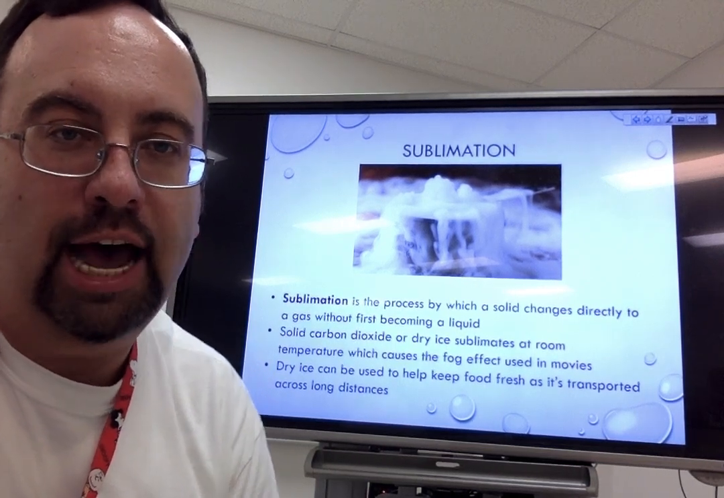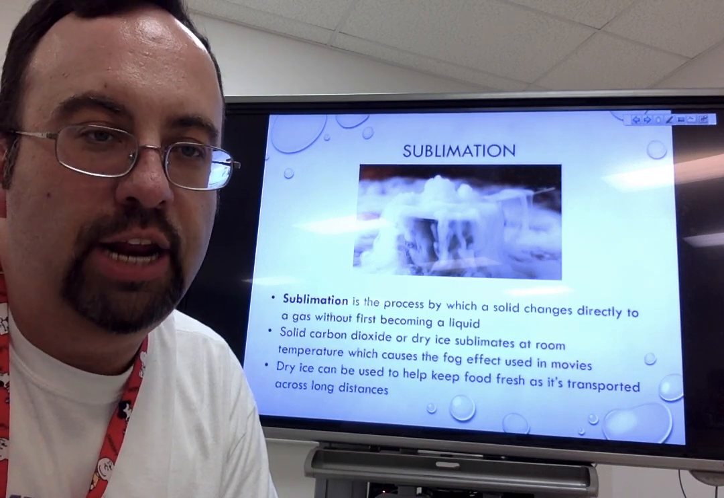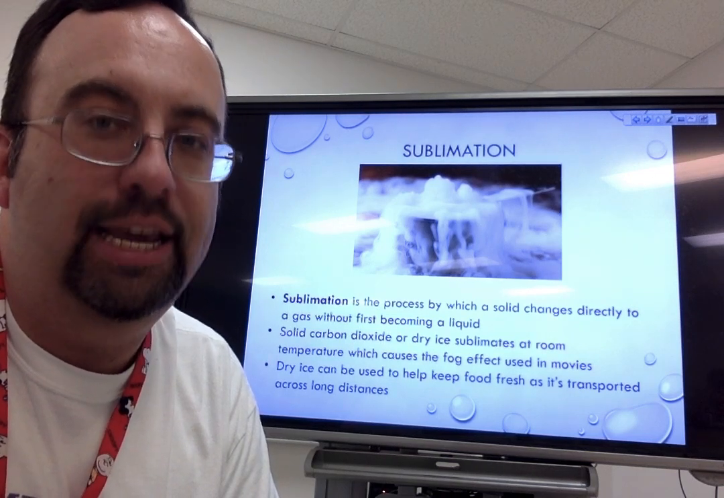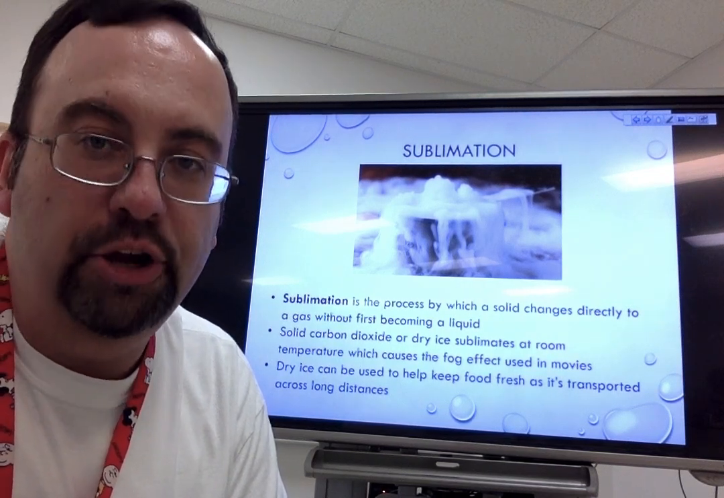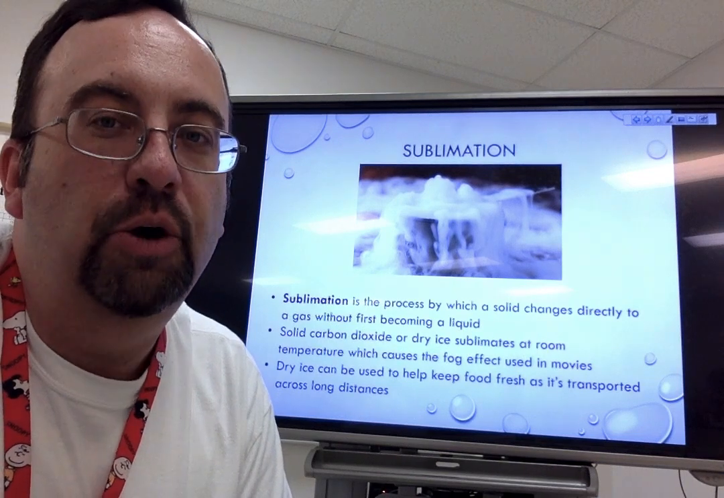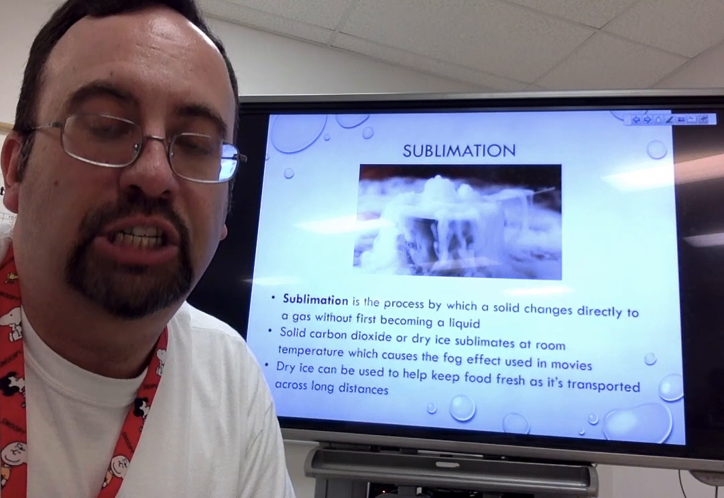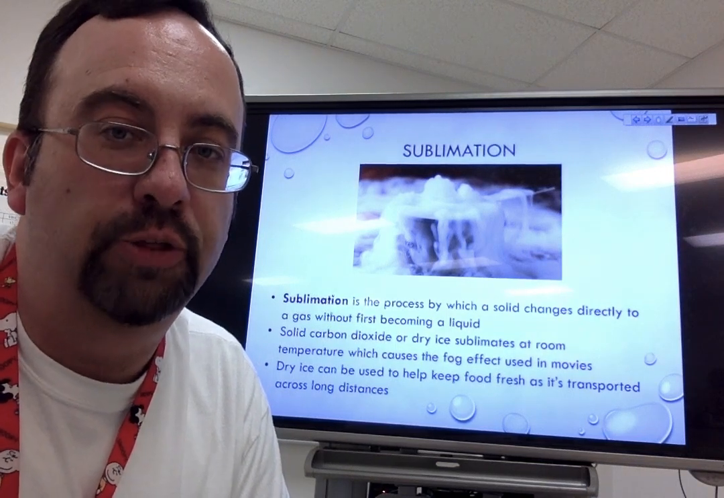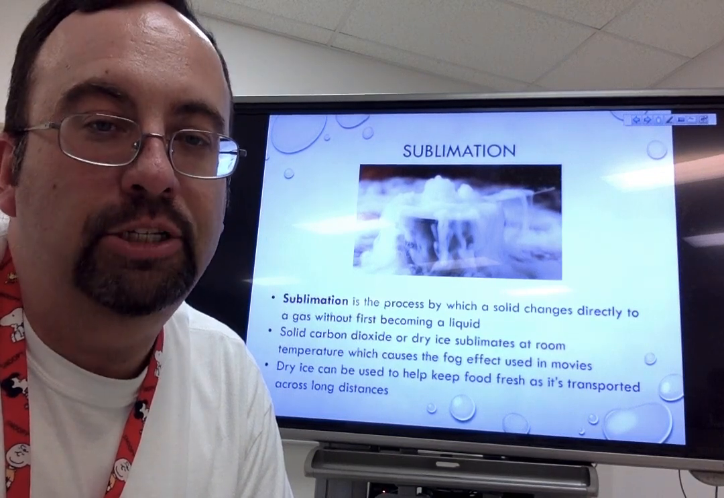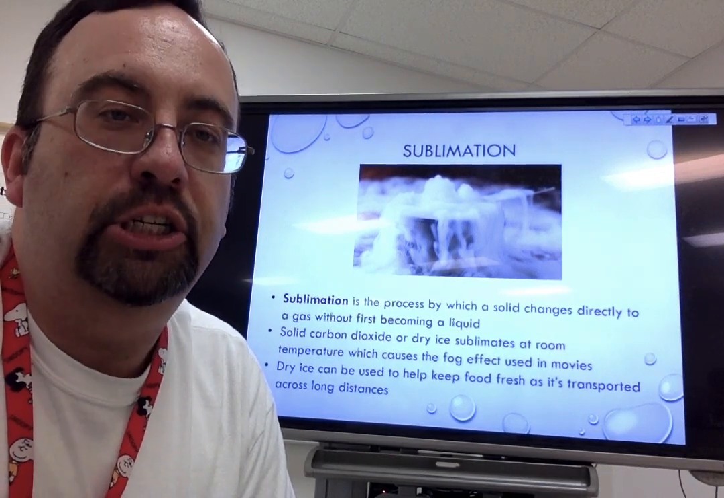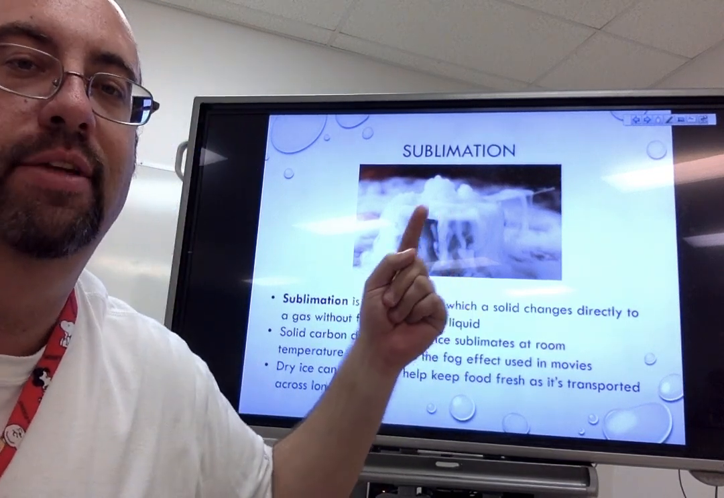Sublimation is a third type of phase change that requires energy. This is where we can take a solid and directly change it into a gas without first having to go through the liquid phase. A very good practical example of this is what we refer to as dry ice. Now, dry ice is a solid form of carbon dioxide, the same gas that we're breathing out right now. At room temperature, the solid dry ice will go directly into the gas phase.